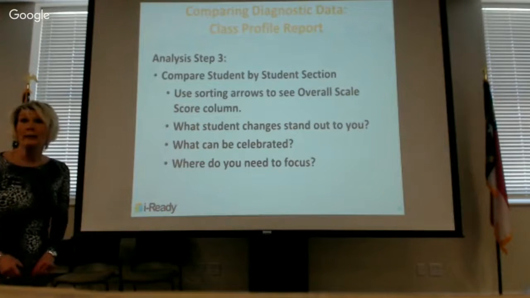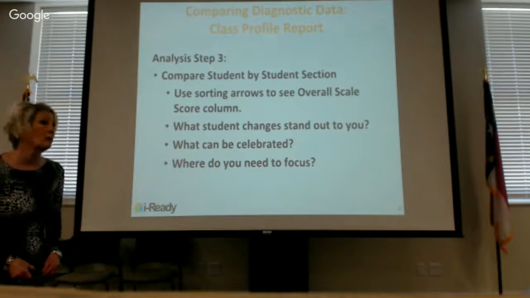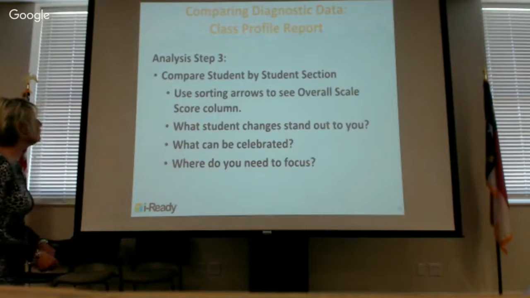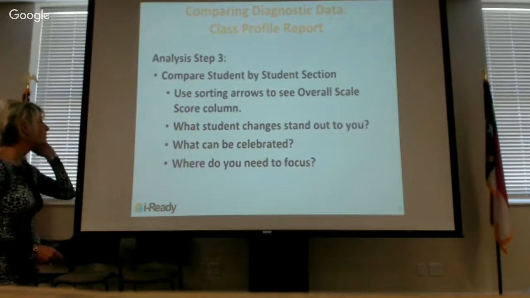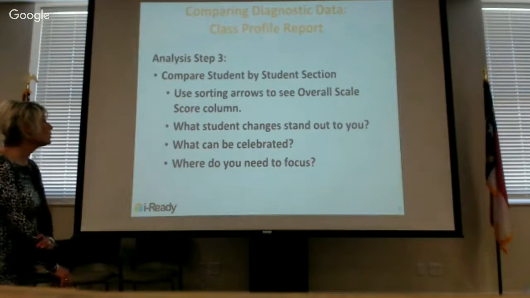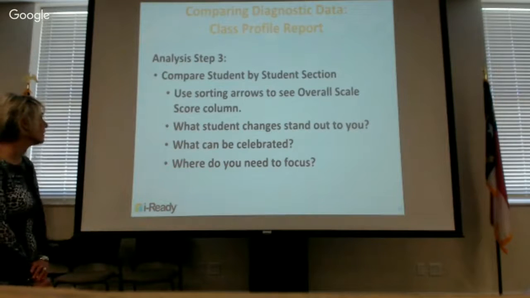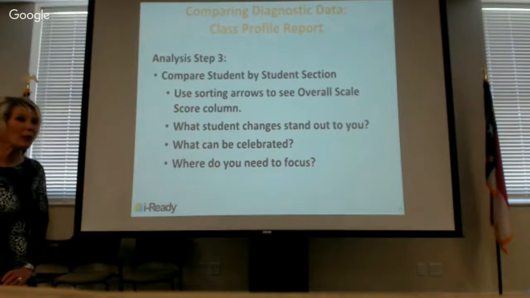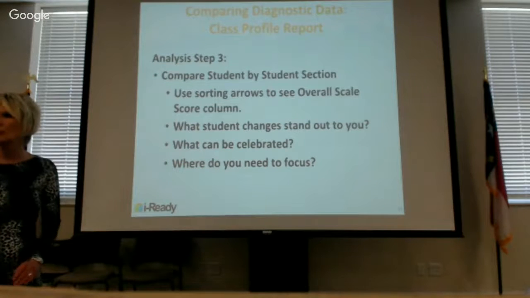Okay, we are ready now for analysis, step 3 of the class profile report. So if you would compare student by student sections using sorting arrows to see overall scale score columns, what changes stand out to you for individual students? What can you celebrate, and where do you need to focus for individual students?